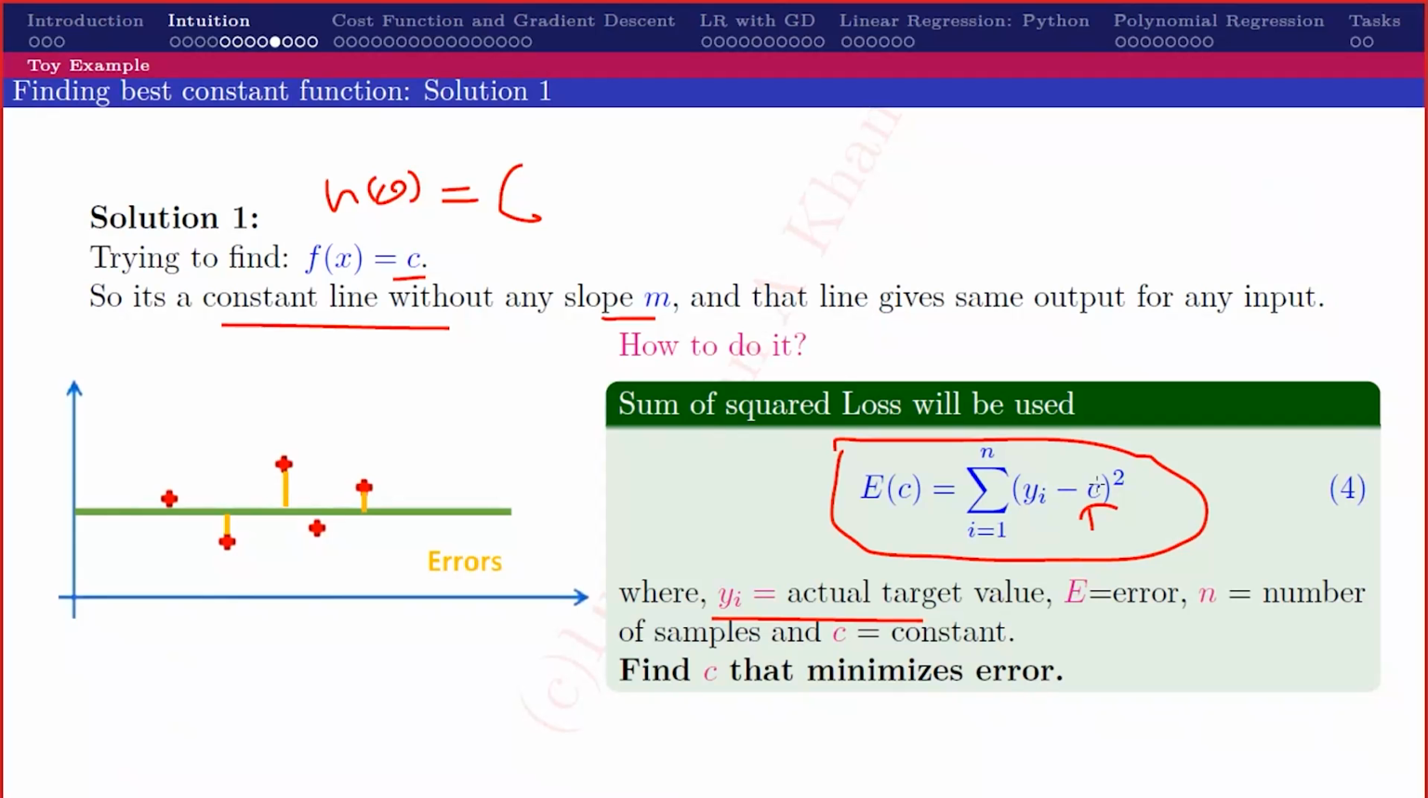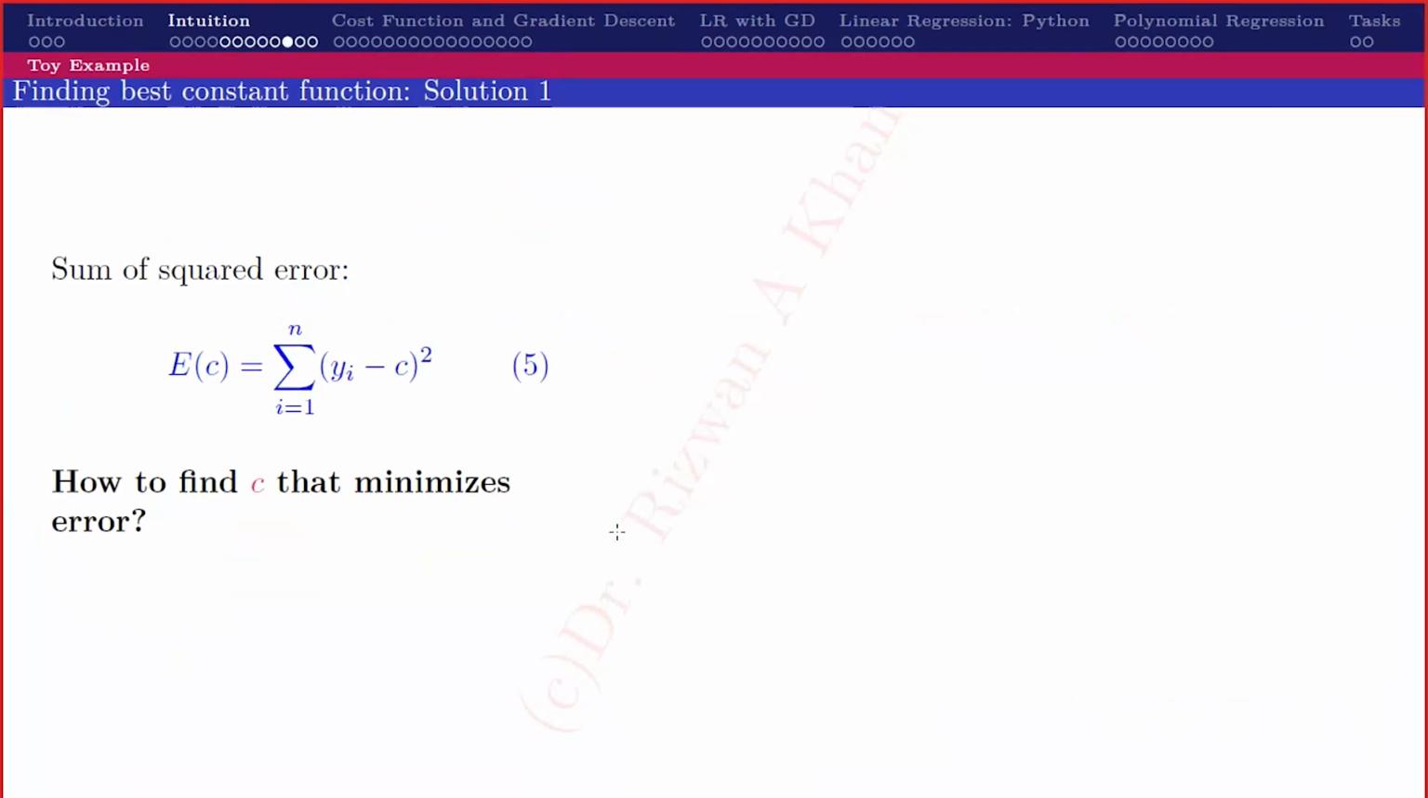Sometimes it's written as y hat previously, but now we know that this is C. So yi minus C, squared. This is the sum squared error, and we are trying to minimize this function to find the best fit line for this data set. This is very intuitive to know what is happening.